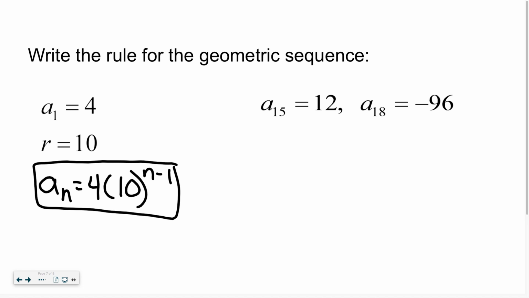Okay, remember, you want your first term times your ratio, but you have to raise the ratio to the n minus 1 so that when you're finding the first term, you don't actually multiply by the ratio. Otherwise, it won't be the first term.